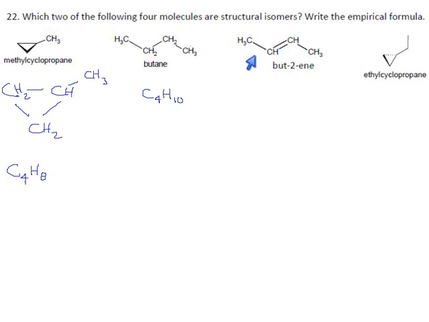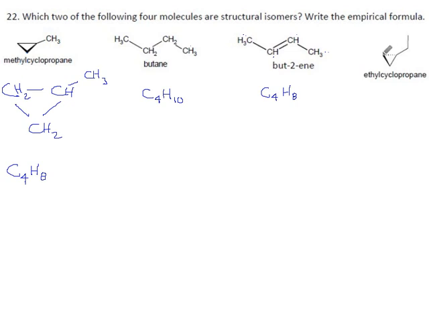This is another nice one where they did the hydrogen count for us. So 1, 2, 3, 4 carbons, and then hydrogen 1, 2, 3, 4, 5, 6, 7, 8. So there's a hit. Methylcyclopropane and but-2-ene are structural isomers. You can't tell them apart from this formula, but you certainly can once you draw the molecule. The shapes are all different.